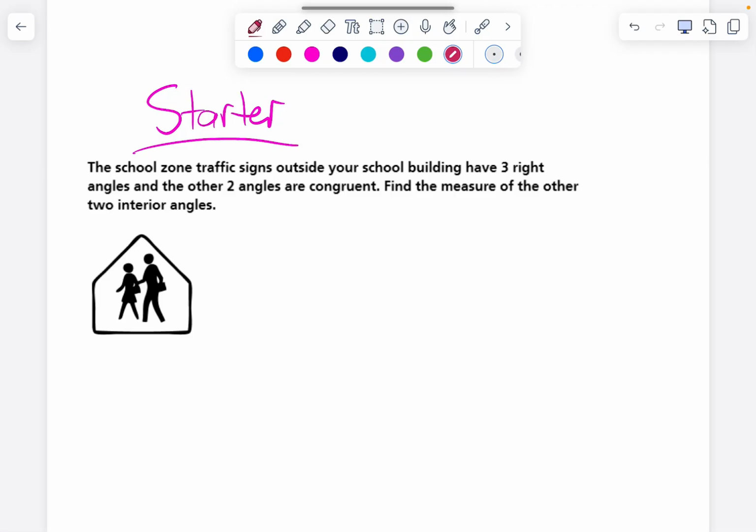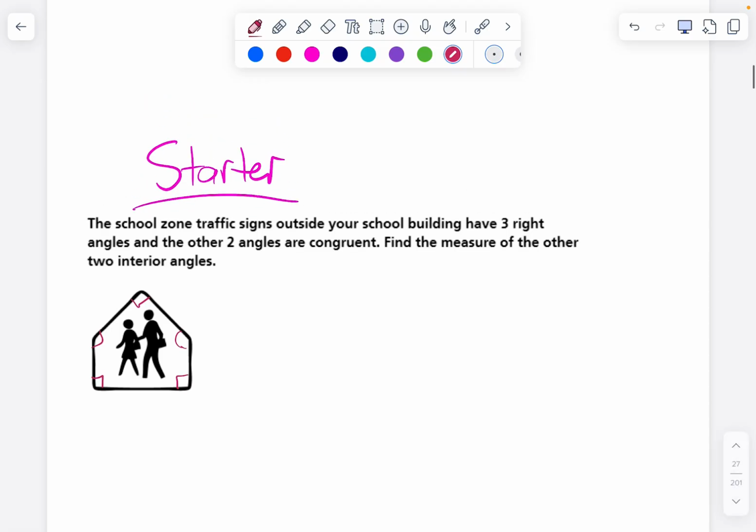So we're looking at this school zone sign, and it tells us it has 3 right angles and the other 2 angles are congruent. So obviously those are not the right angles, but these are. It says find the measure of the other 2 interior angles. How do we do that? What do we need? Let's just break it down into pieces.